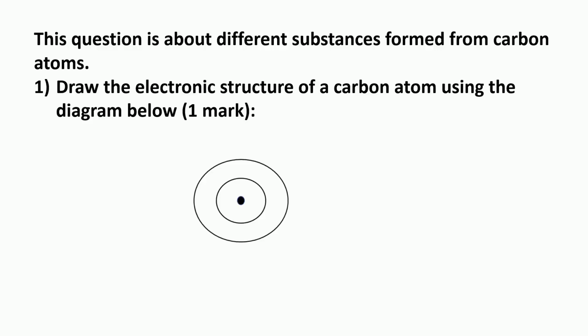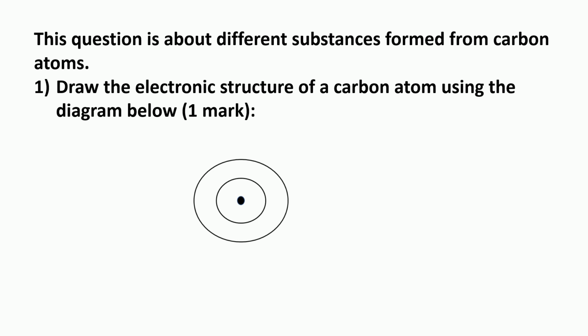This question is about different substances formed from carbon atoms. On each part of a question, I'm going to pause so you can stop the video and then you can have a go yourself and then rejoin the video. So question 1. Draw the electronic structure of a carbon atom using the diagram below.